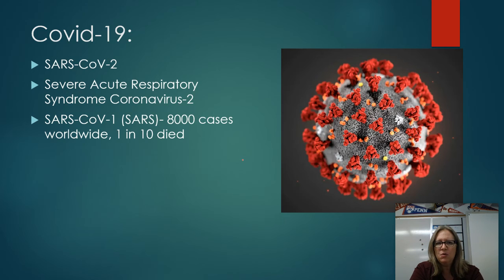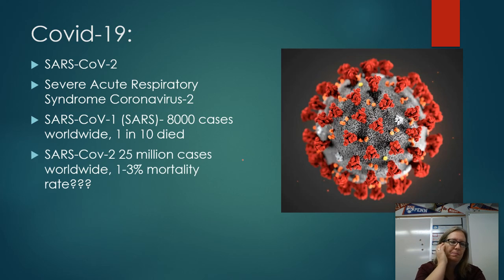Only about 8,000 cases worldwide, but 1 in 10 people died from it. So it had about a 10% mortality rate, which is way higher than the COVID-19 that we're dealing with now, the second coronavirus. SARS-CoV-2 has, as of August of this year, 2020, about 25 million cases worldwide.